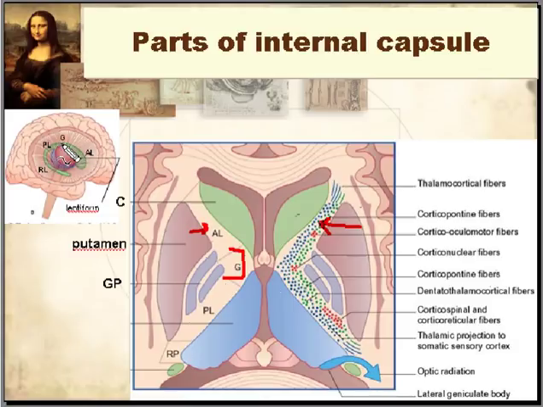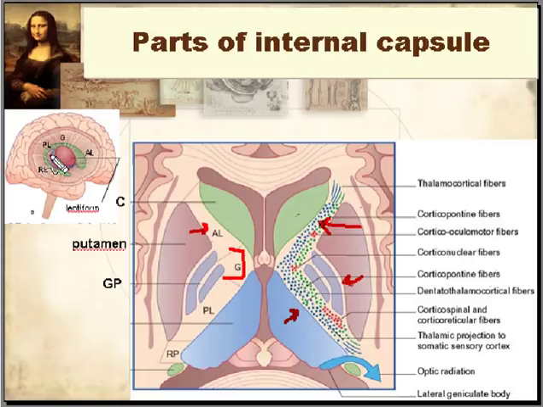Then we have a part of the internal capsule which lies between the thalamus and the lentiform nucleus, and that is known as the posterior limb of the internal capsule. So here's where the posterior limb of the internal capsule is.